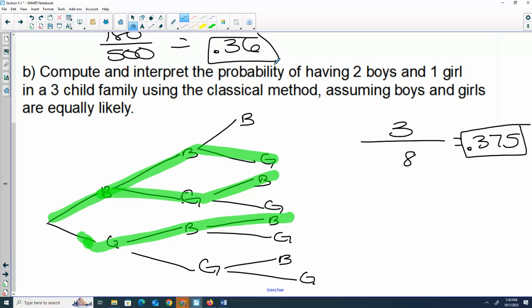So we can see they're different. Empirical is what we actually saw happen with our eyes. Classical is when we look at how many outcomes are there, how many of them are what we want. Do you guys understand the difference between empirical and classical? Yeah. The third type of probability is subjective.